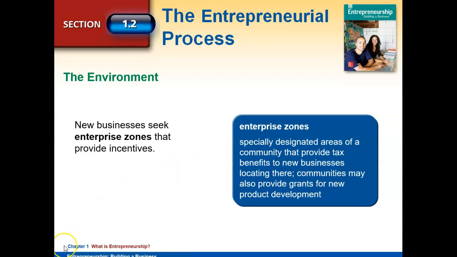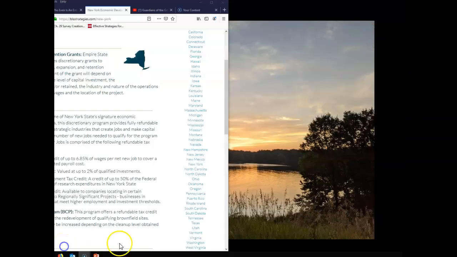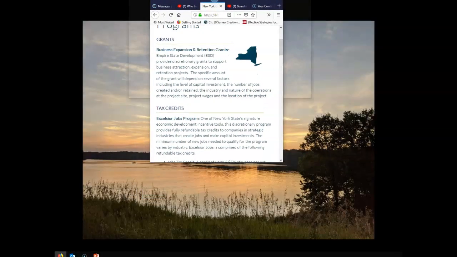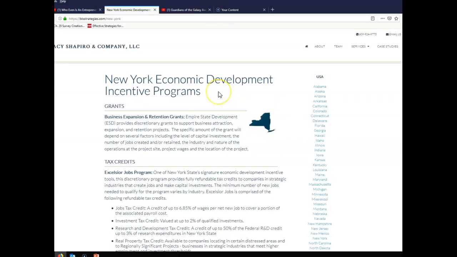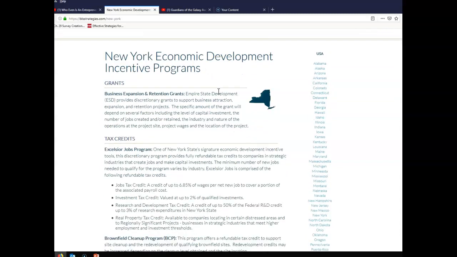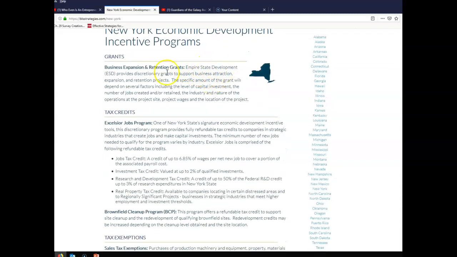Real quick, let's see if I can find one. Alright, so I found one, and this is the New York Economic Development Incentive Program. And Empire State Development provides discretionary grants to support business attraction, expansion, and retention projects. The specific amount of the grant depends on several factors, including the level of capital investment. That's how much money is going into whatever project, the number of jobs created and or retained, the industry and nature of operations at the project site, wages and location of the project.